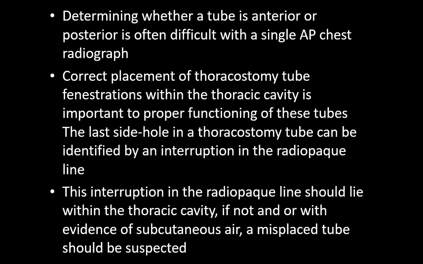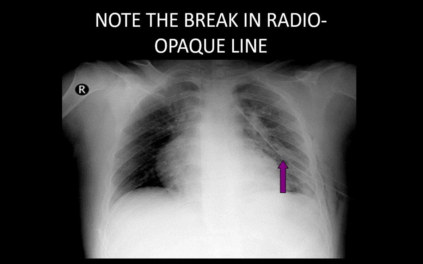How do you see this on the X-ray? The last side hole in the thoracostomy tube can be identified by an interruption in the radio-opaque line. You have to look for that interruption, which has to lie within the thoracic cavity and not in the chest wall or outside. If the interruption of the line is lying within the thoracic cavity, it's in an appropriate site. If not, you can see evidence of subcutaneous air, or a misplaced tube should be suspected.